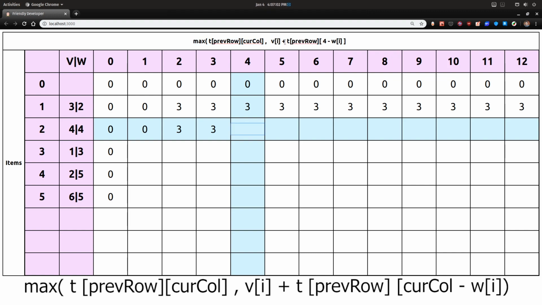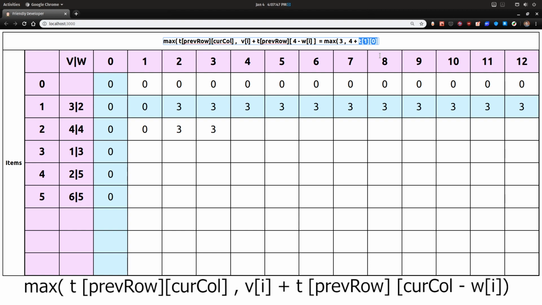So if we apply the same formula, what you get is the maximum of the previous row value, which is 3 here, and the value of the item by including it with the previous row, that is row number 1, and a column which corresponds to the decreased capacity. So 4 minus the weight of the item, which is 4. 4 minus 4 is 0. So table of 1 of 0. Table of 1 is this row, 0th index is this. This is 0. Okay, so T of 1 of 0 is 0.